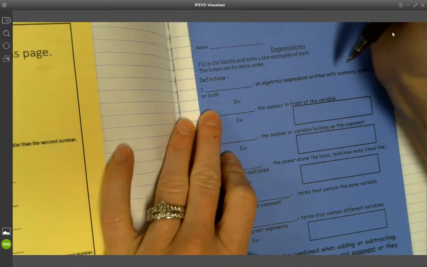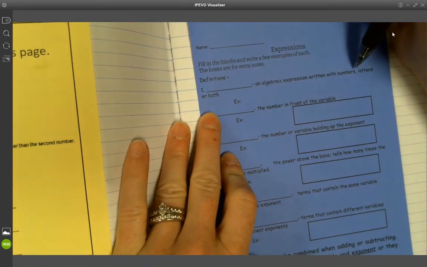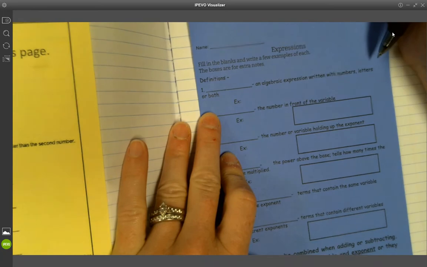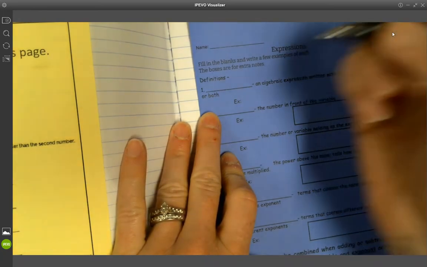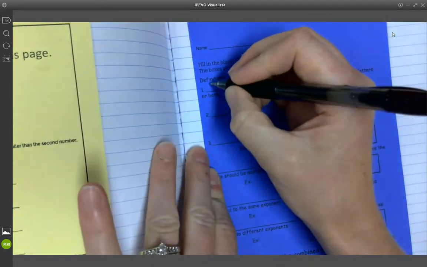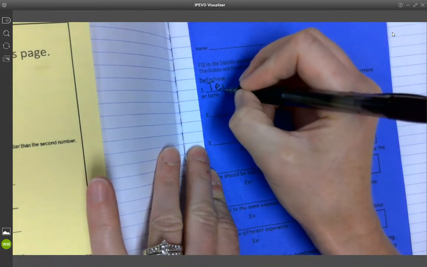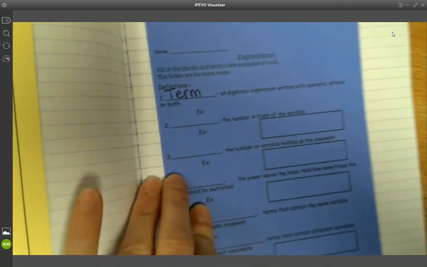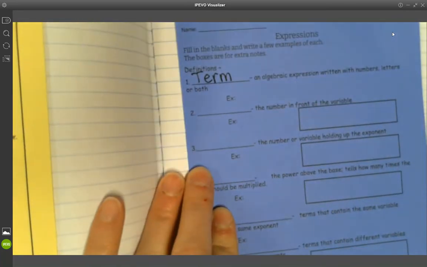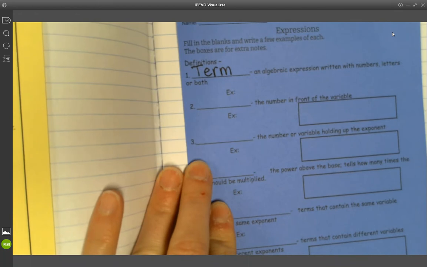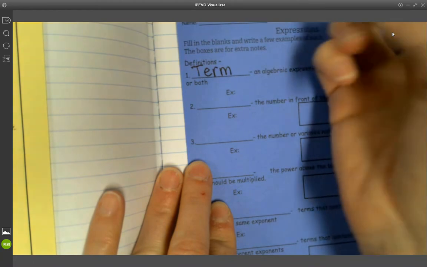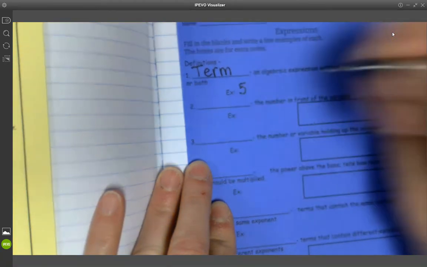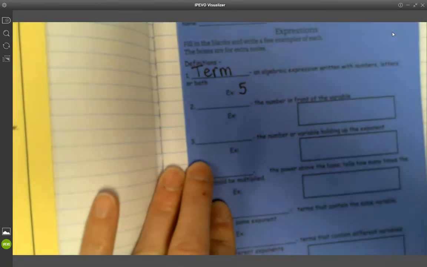An algebraic expression written with numbers, letters, or both. So it's just one term. So this is a term. So you can have one term, but if you have multiple terms, it becomes an expression. So an example of this would be 5, just a number would be a term.